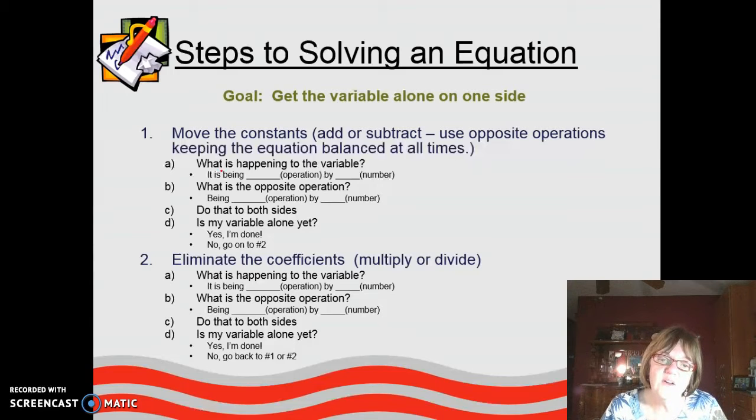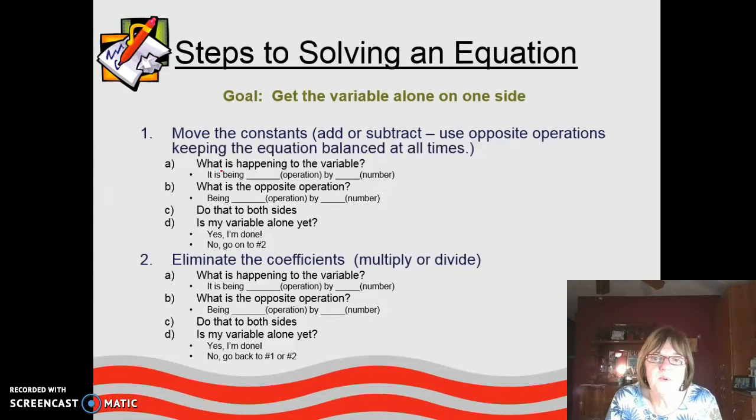I need to check and see, is there a coefficient on my variable? In other words, is it being multiplied or divided by something? And again, I ask the same question: what's happening to the variable? Say it out loud to yourself if you need to. It's being, let's say, multiplied by 4. So what's the opposite of being multiplied by 4? It's being divided by 4.